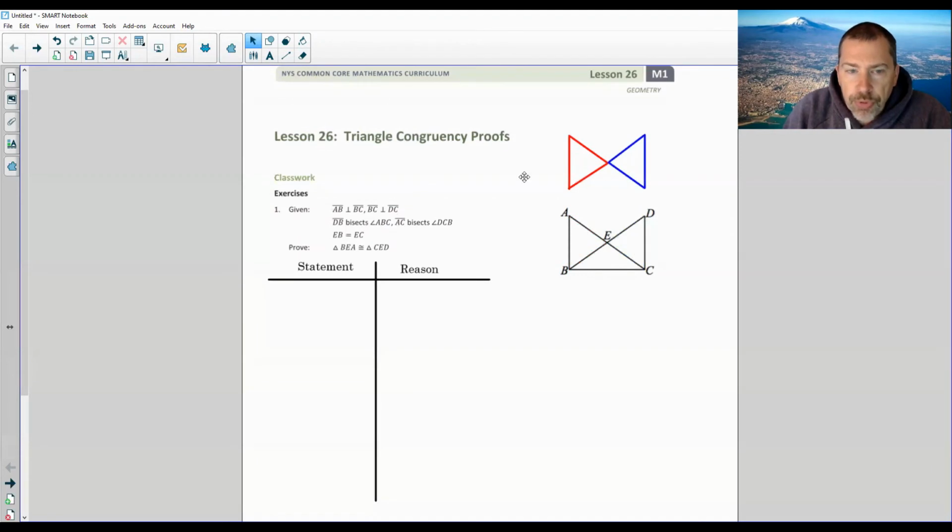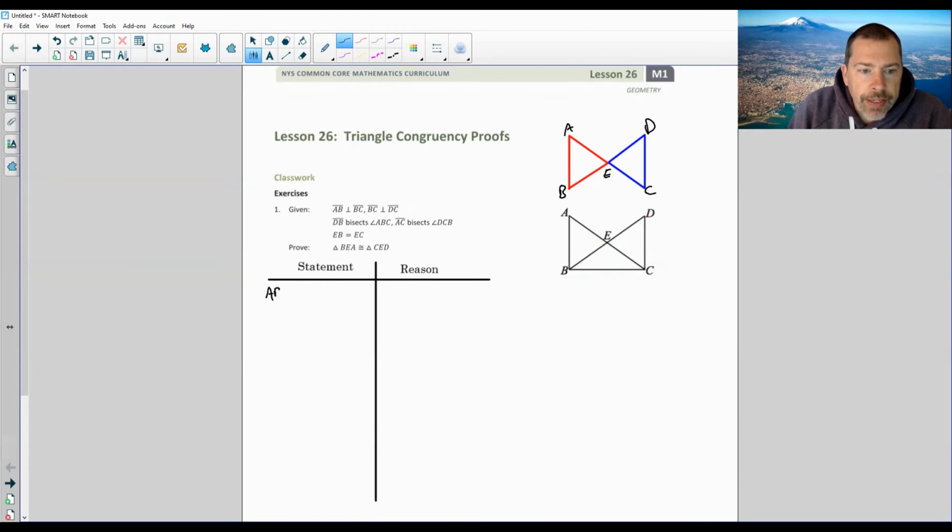We are trying to prove triangle BEA, which is B-E-A. So here's B, here's E, and here is A. We're trying to prove this red triangle is congruent to CED, which is the blue triangle. Okay, so there's our goal: proving this triangle congruent to this triangle, and it is in this diagram. After doing that, we're going to jump to the first given.